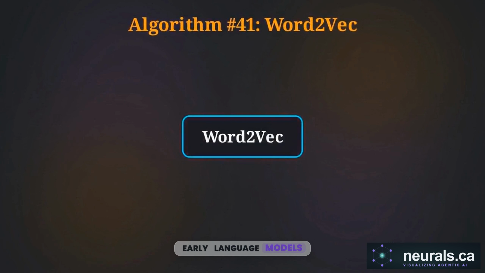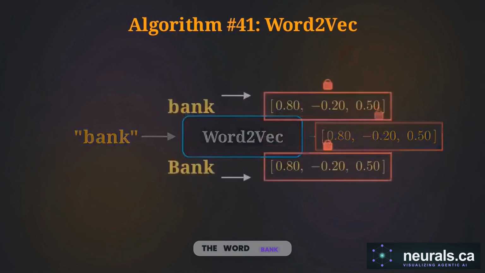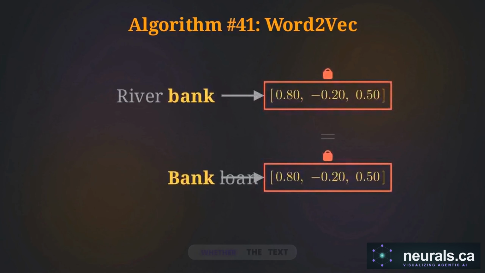Early language models like Word2Vec had a strict limitation. They assigned a single fixed numerical vector to every word. This meant the word bank was computed identically, whether the text referred to a river or a loan.